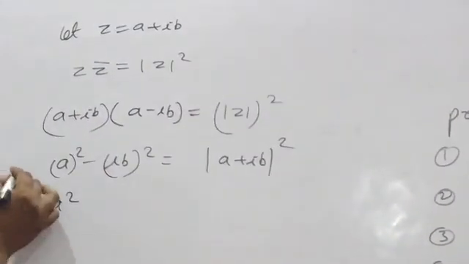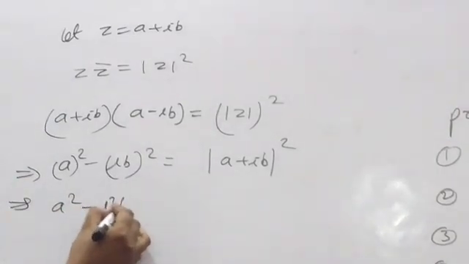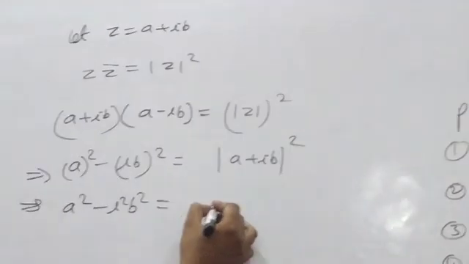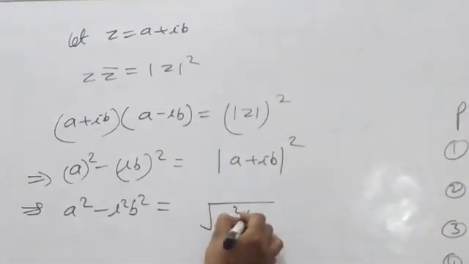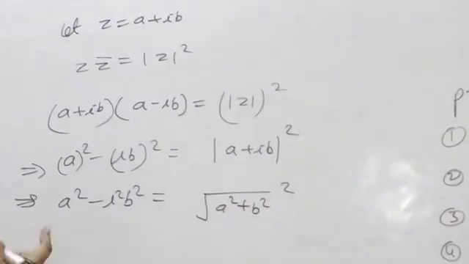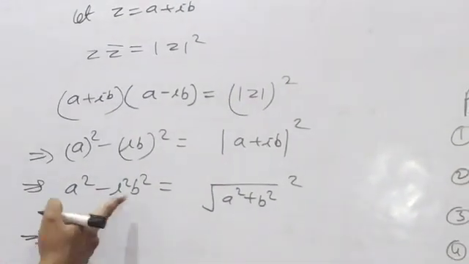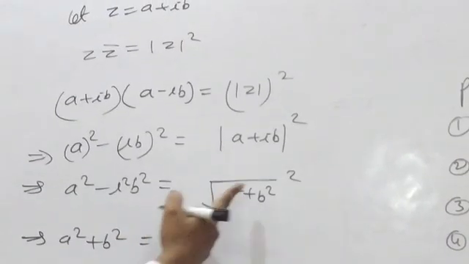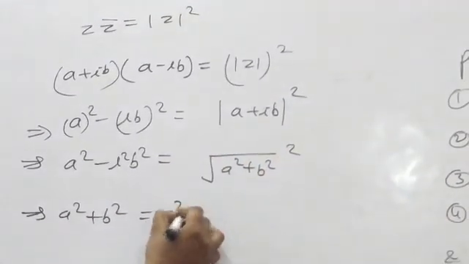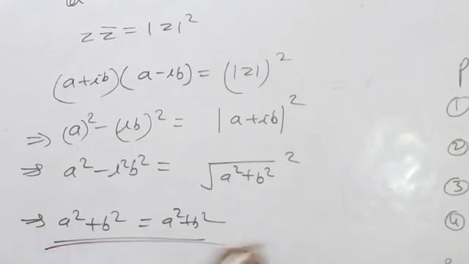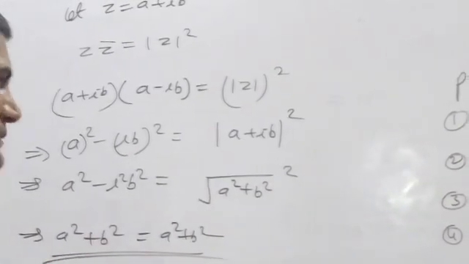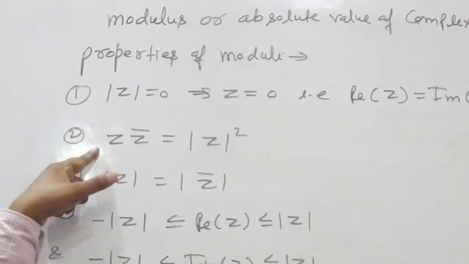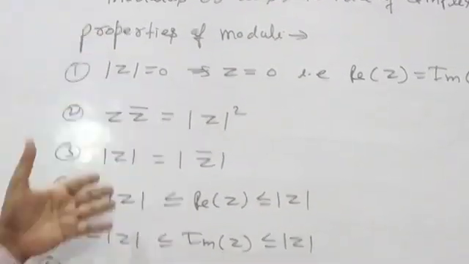That is a square minus i square b square is equal to what? Here, under root a square plus b square, whole square. Now what is the value of i square? Minus 1, which means plus b square is equal to this; the square is cancelled by this root, giving a square plus b square. Hence proved. Therefore, this is also a property of complex numbers. Please learn all the properties.